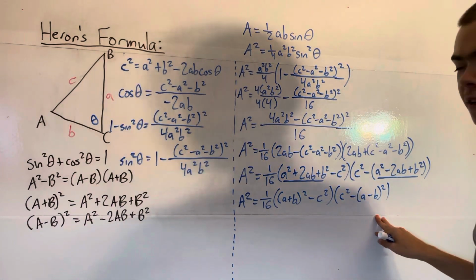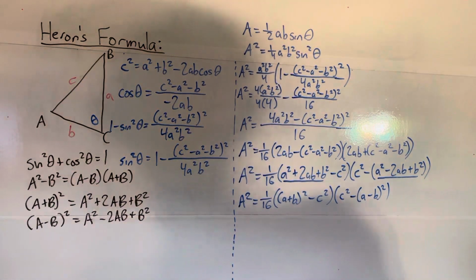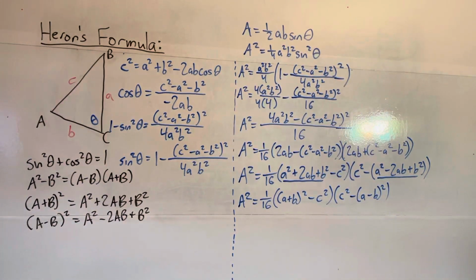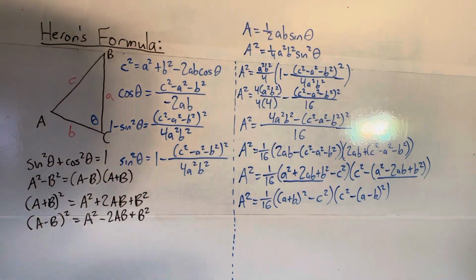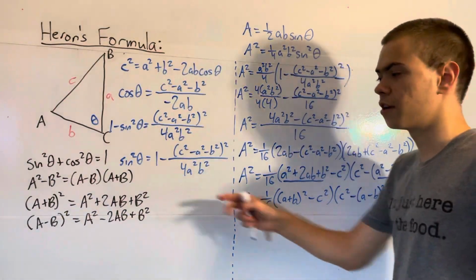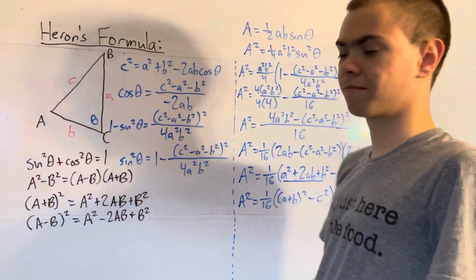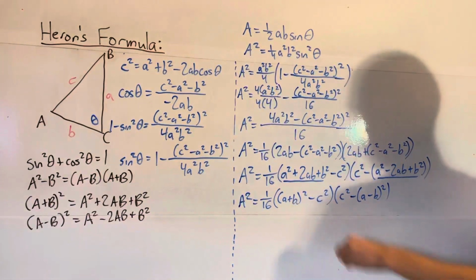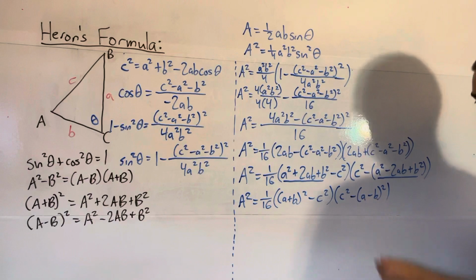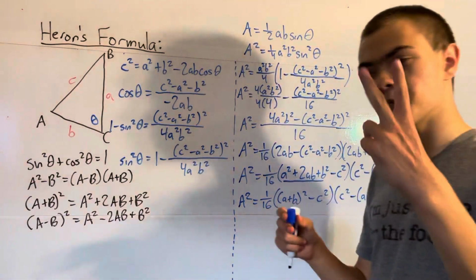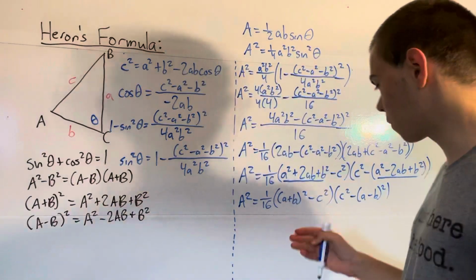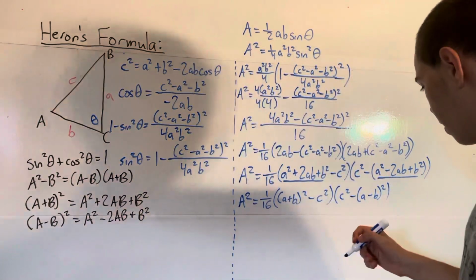What do we have now? What do you guys notice right here with this step? Now we have yet another difference of perfect squares, except we have two of them. This squared minus this squared minus this squared. So we have two difference of perfect squares, right? That's all that's really going on here.